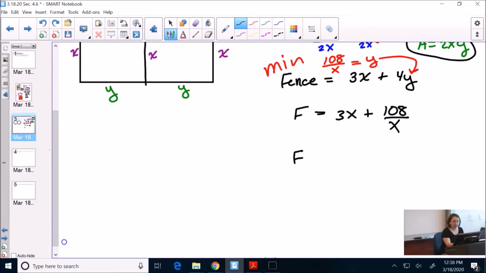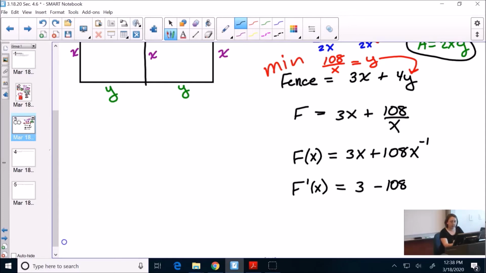Before you take the derivative, rewrite it. So I'm writing this as function notation because I'm OCD. The fence function is a function of X. It only has X variable. So I'm going to rewrite it. I'm going to use algebra because I want to bring that X upstairs before I take the derivative. So now, what is the derivative of this function? Alright, 3x, the derivative would be 3. And then the second term, power rule. So negative multiplied by 108. And then our new power is 1 less.